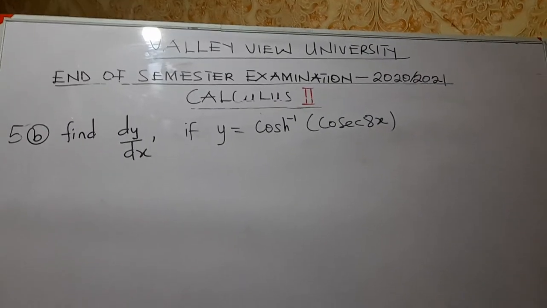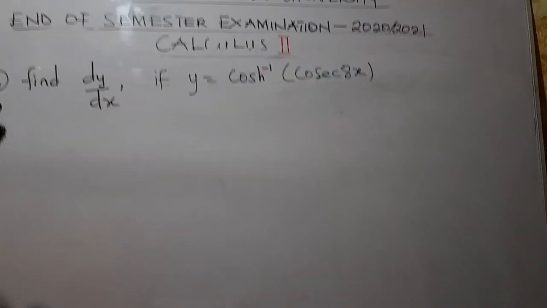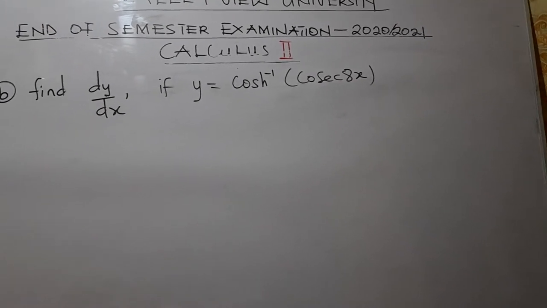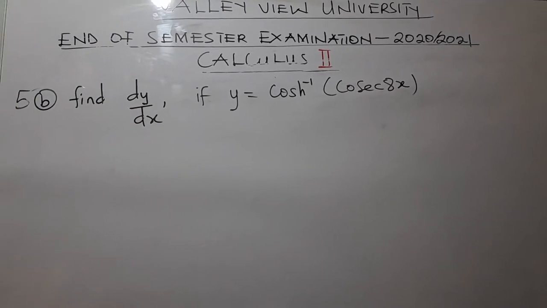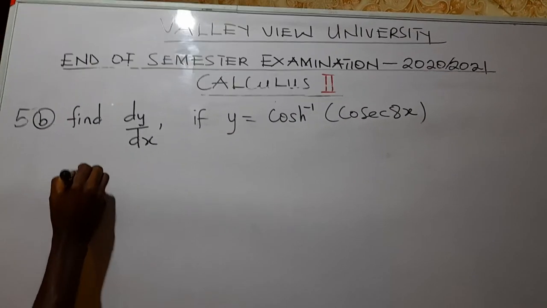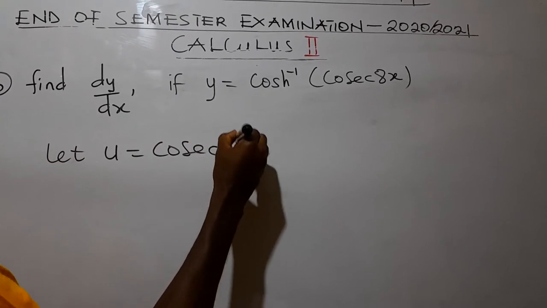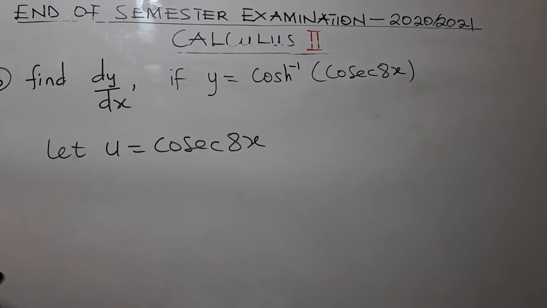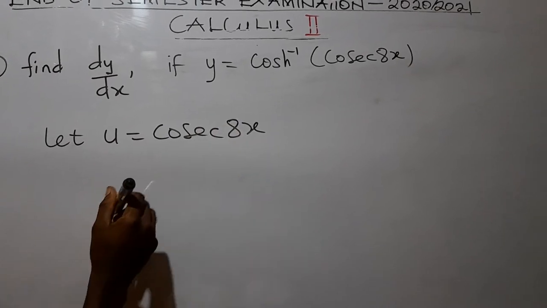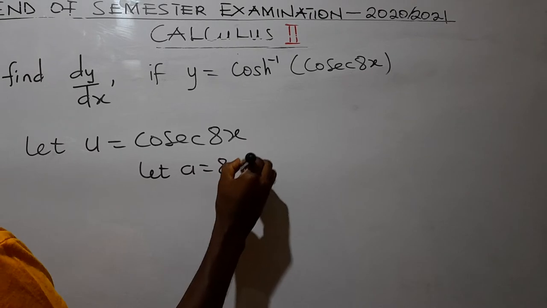So the B aspect of question 5 says find dy over dx if y is equal to cos inverse of cosec 8x, and this is worth 12 marks. So how do we do this? We can solve this using chain rule again. So we'll let u be equal to cosec 8x. How do we solve this? Cosec 8x. So we'll let again A be equal to 8x.